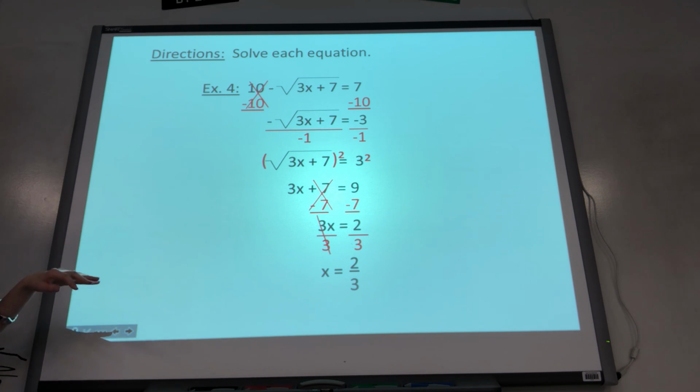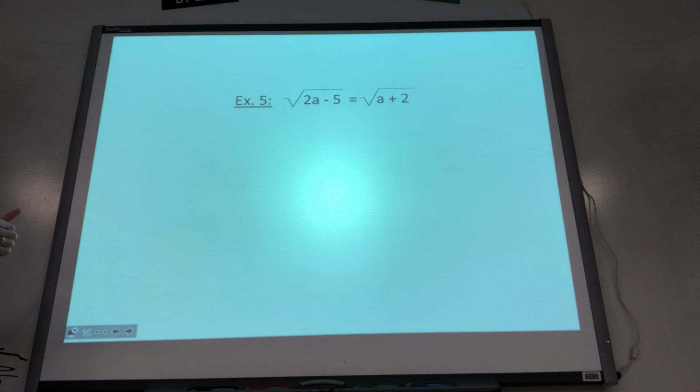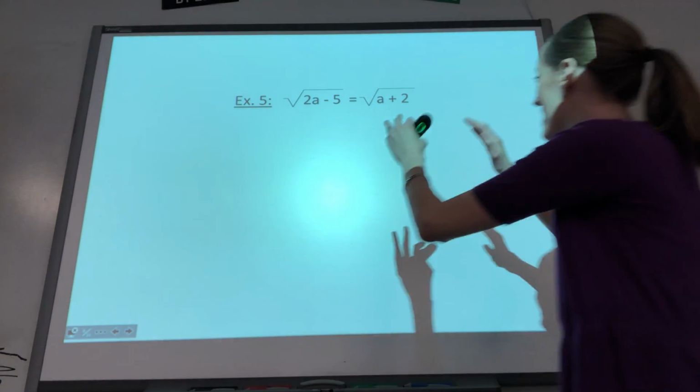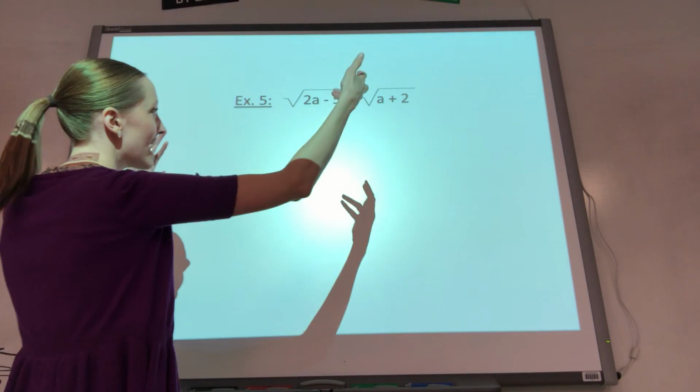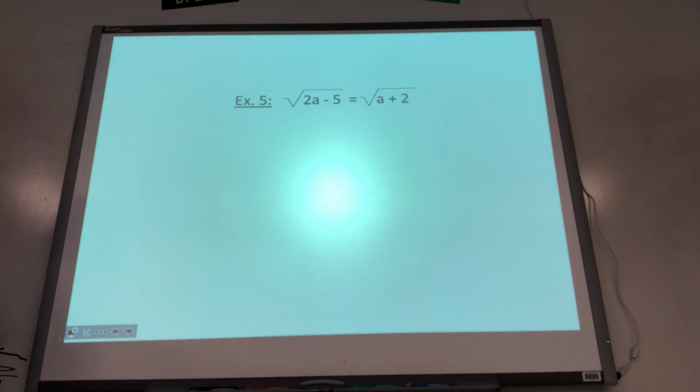Okay, now we'll try one more of these. And it's example 5. We've got square roots on both sides. The square root of 2a minus 5 equals the square root of a plus 2. Now, because both sides have a single square root, technically your radicals are by themselves, so you can get right to it and just square both sides.